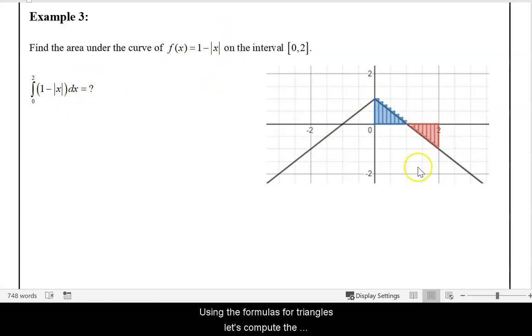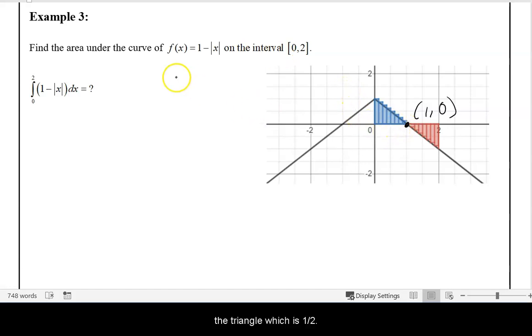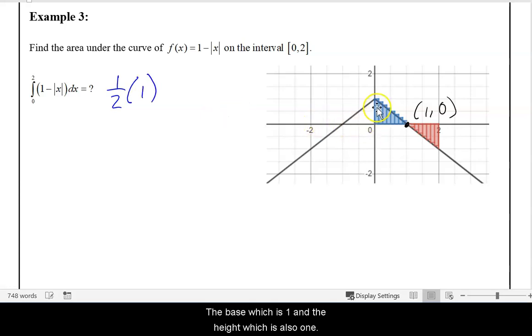Using the formulas for triangles, let's compute the area above and below. In this case, for the area above, I do have again a triangle. I can read these directly off the graph, which basically means that when x is 1, I would get 0. This point right here, where it intersects the x-axis, must be (1, 0). Now when I compute the area above, I take the area of the triangle, which is 1/2, the base, which is 1, and the height, which is also 1.